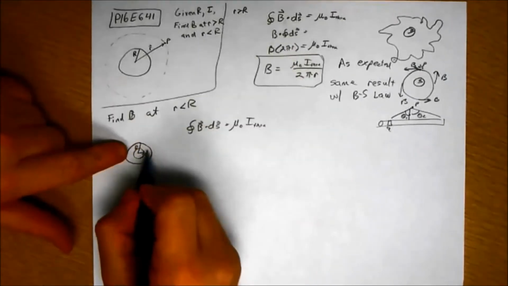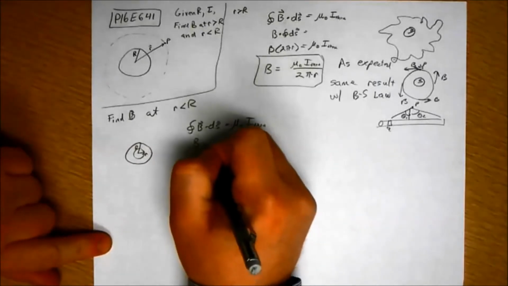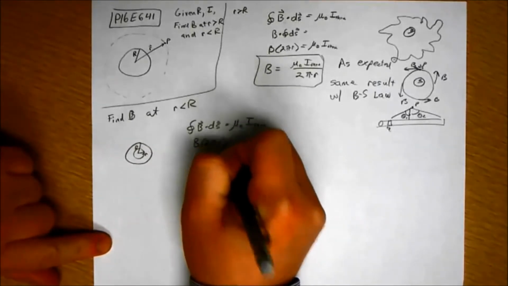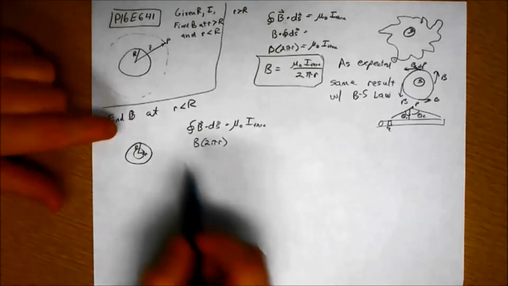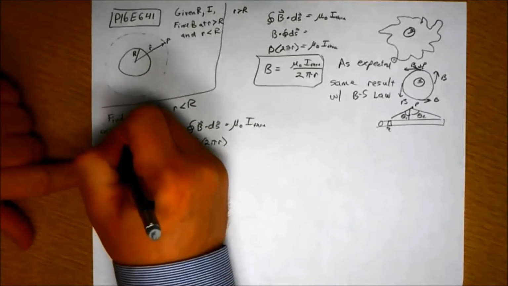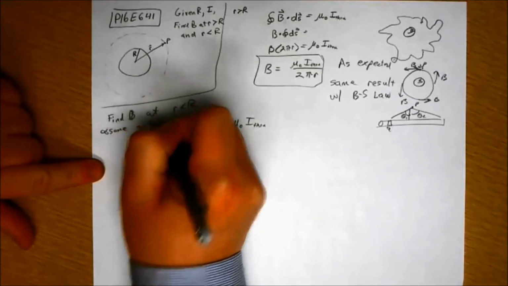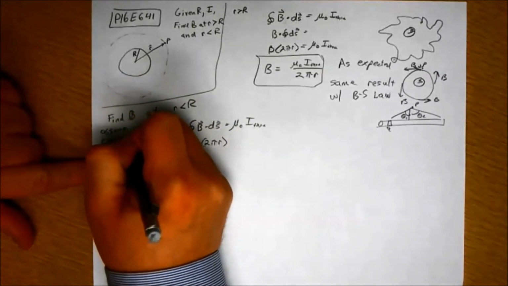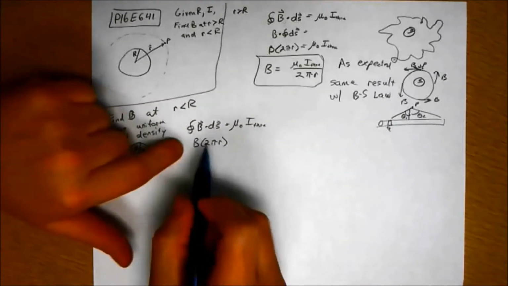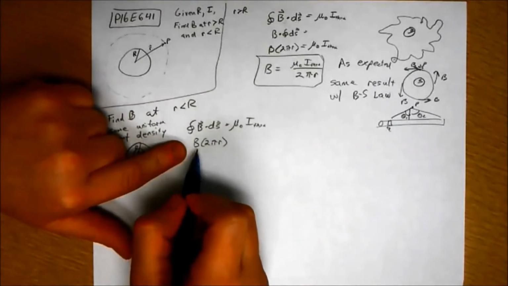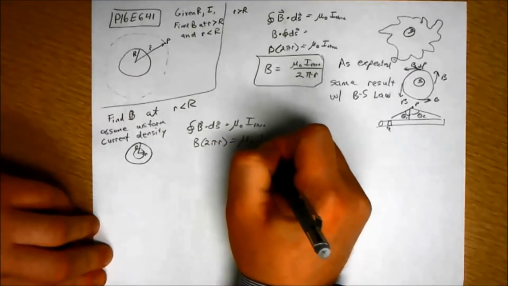Just like before, it's going to be constant all around, so we can say B times 2 pi r because of the symmetry, right? If the current density is uniform, let's assume uniform current density. So then we can say exactly like we did here, B times 2 pi r equals mu naught I through.